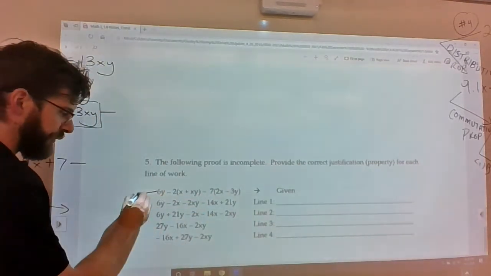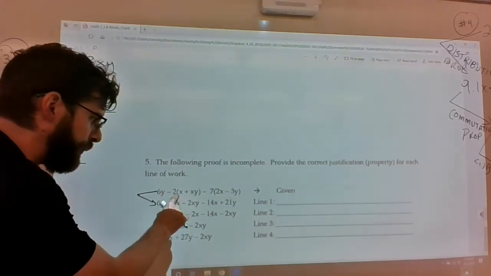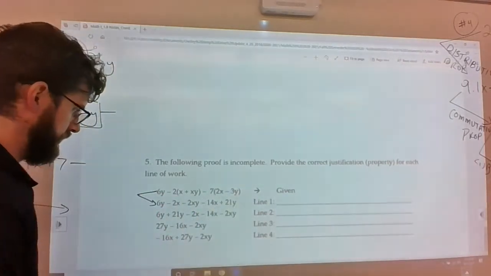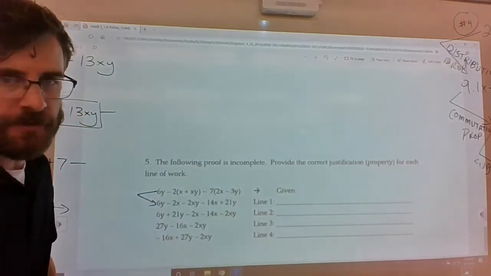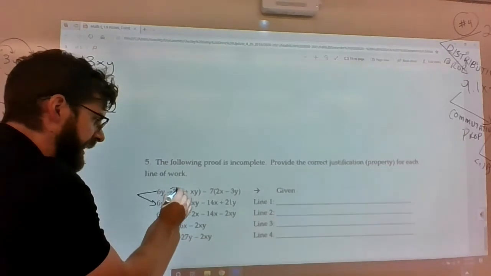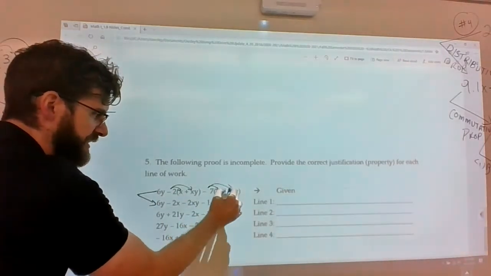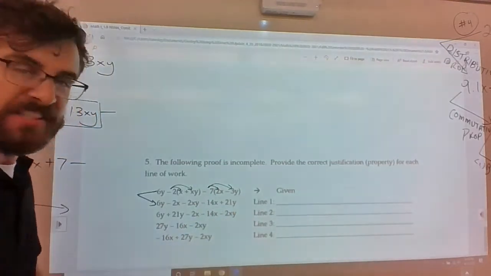So when you see this first group right here, it had grouping symbols, and now it doesn't have grouping symbols. It multiplied negative 2 times the parts here, and it multiplied negative 7 times the parts here. That's the distributive property.